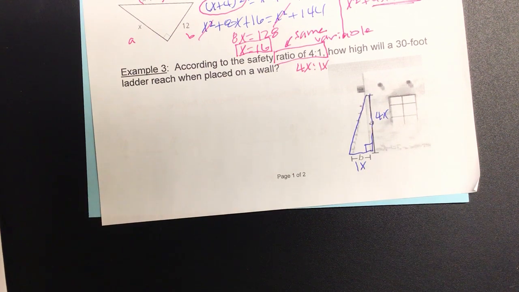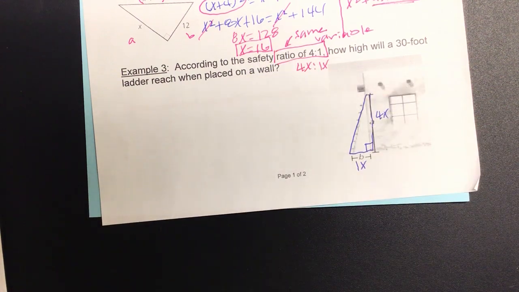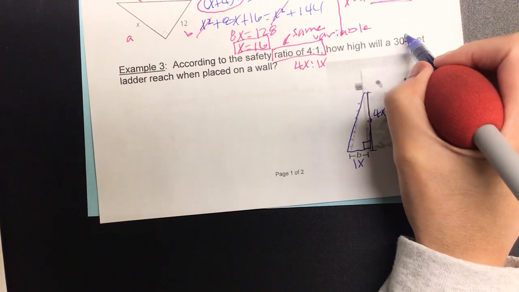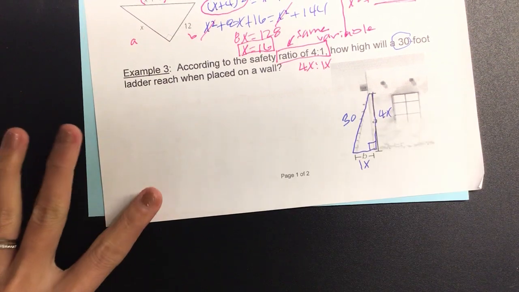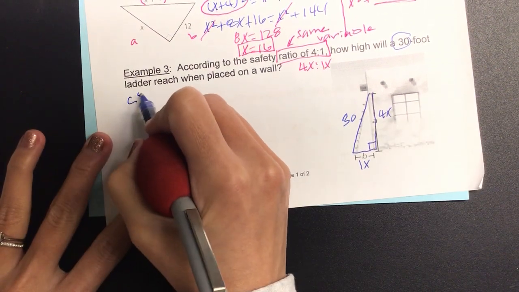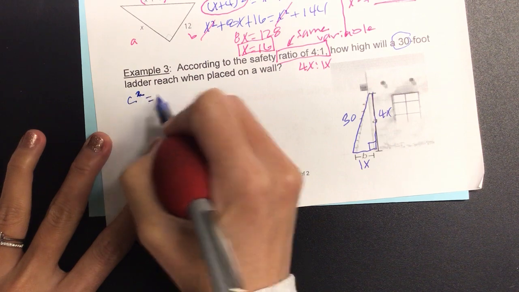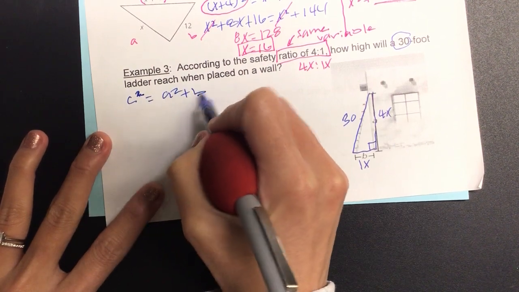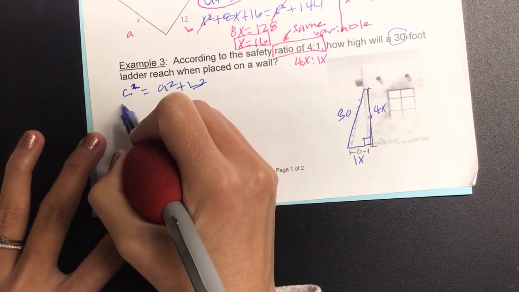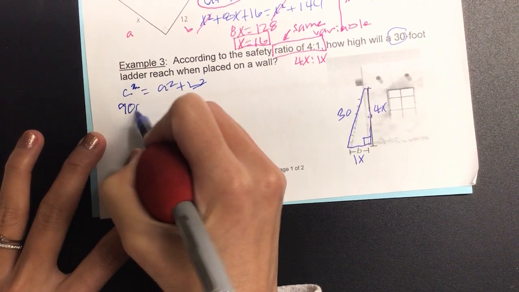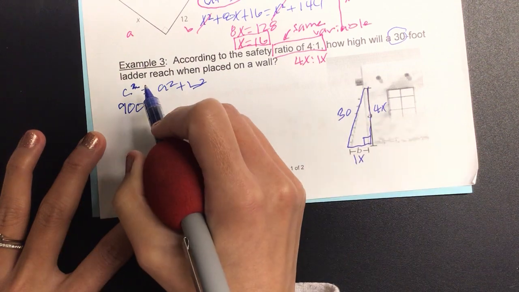And it says we want to figure out a 30-foot ladder. So we have a 30 right here. So let's start with our formula. C squared is equal to A squared plus B squared. My C is 30. Are we okay if I just put in 900? Is that a yes? Maybe, okay.